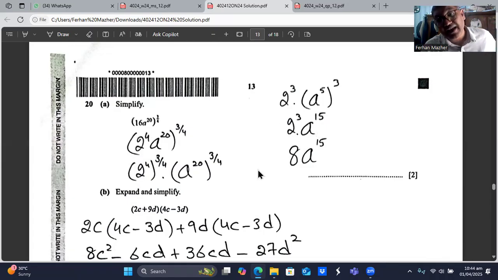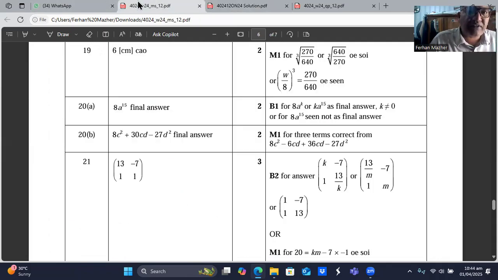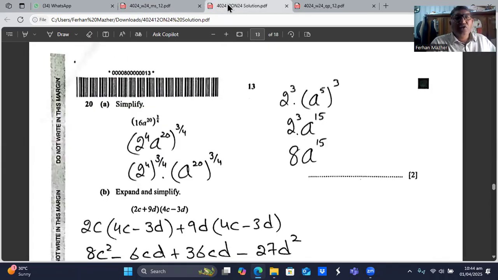2 raised to power 3 is 8. 2 multiply 2 multiply 2. So that is 8 and a raised to power 15. So 8a raised to power 15. That is question number 20, A part. So this is how to do this.